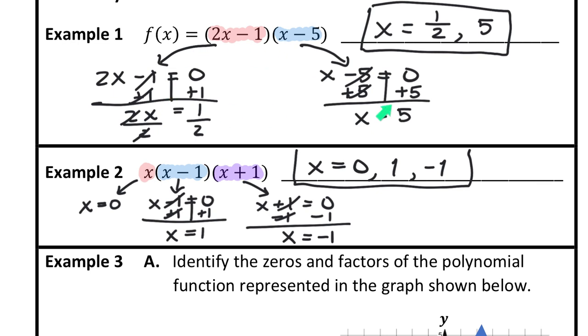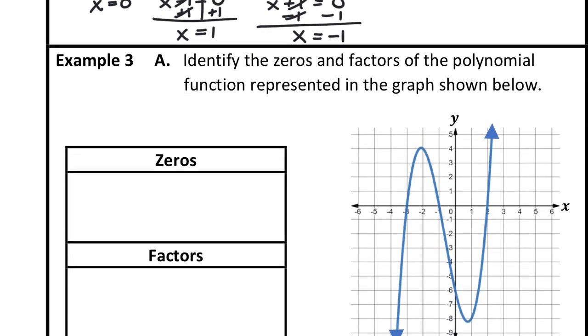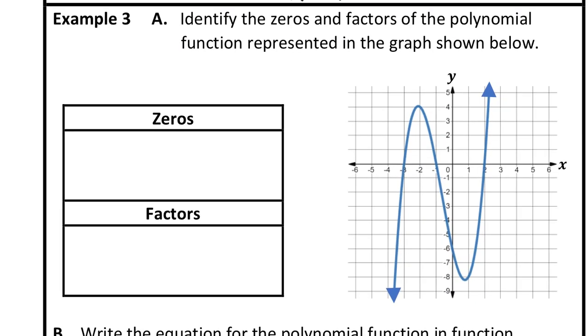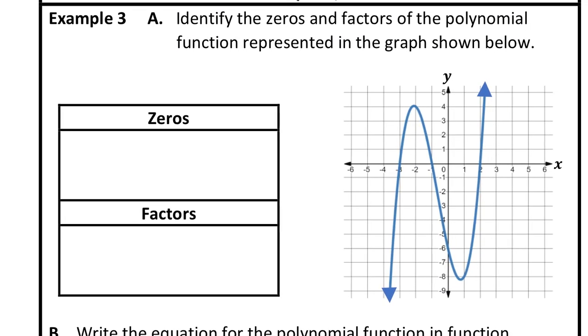All right, so that's how we do it. So if I have a function and I have factors, 2x minus 1 is a factor, x minus 5 is a factor. If I set them equal to 0 and solve for x, my answers will be the x-intercepts. Okay, let's go to example 3.